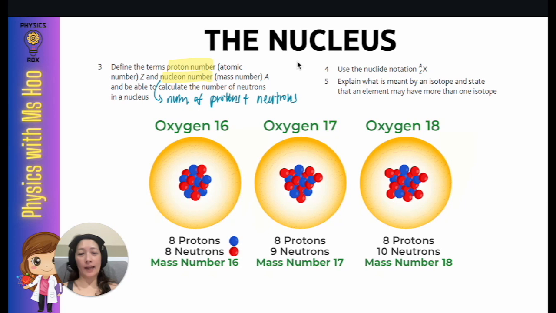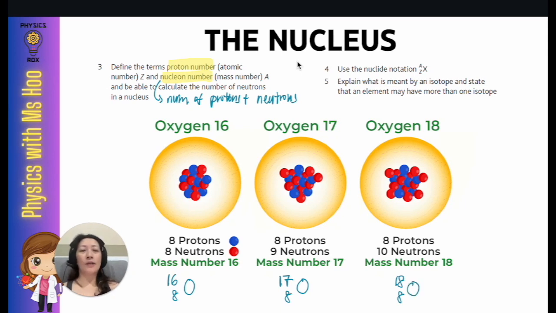So if we look at the example of these three oxygen atoms below, the one on the left has 8 protons and 8 neutrons, giving us a total mass number of 16. How would we write this in A, Z, X form? A is the mass number, so that goes on top, 16. Z is the proton number, which is 8, and this is oxygen, so that's how we write the nuclide notation for oxygen 16. For oxygen 17, the mass number is 17, so we write 17 on top. There are 8 protons, and the element is O, so we write it as 17, 8, O. For oxygen 18, it would be 18, 8, O.